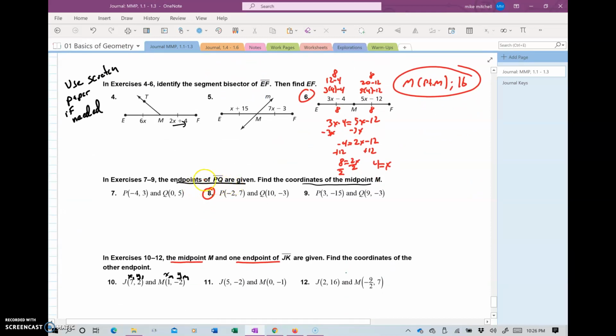Endpoints of PQ are given. So I'm given the endpoints. I need to find the coordinates. So my midpoint, which is XM, YM, is equal to x1 plus x2 over 2, y1 plus y2 over 2. There's an x1, y1. There's an x2, y2.